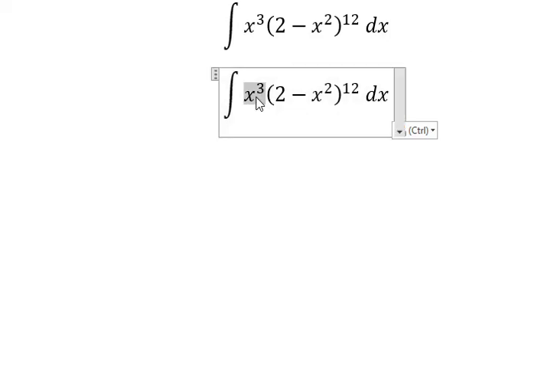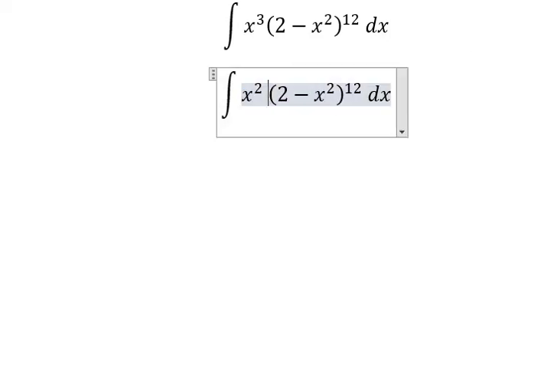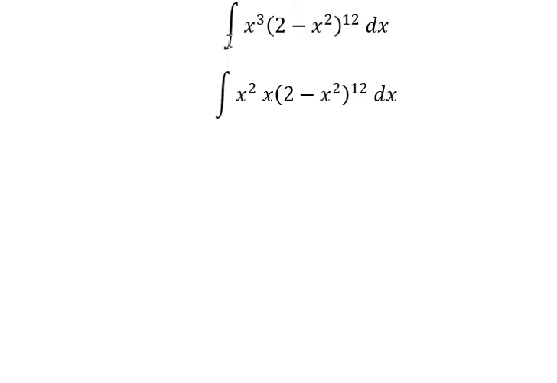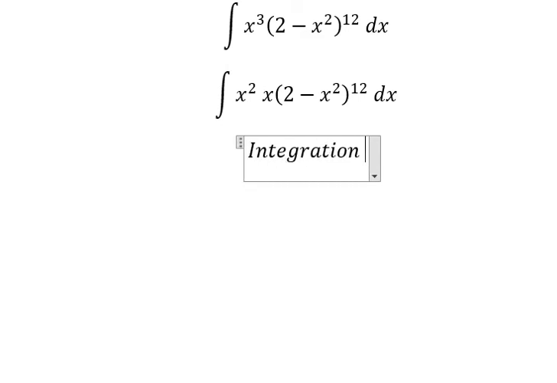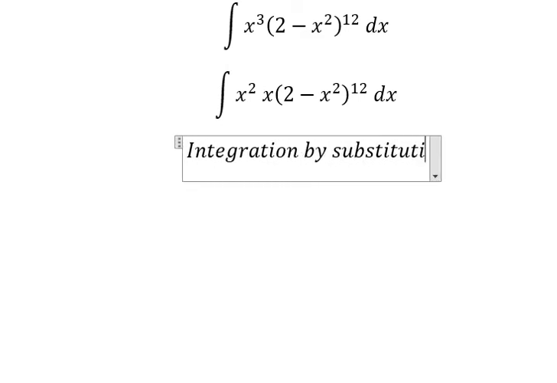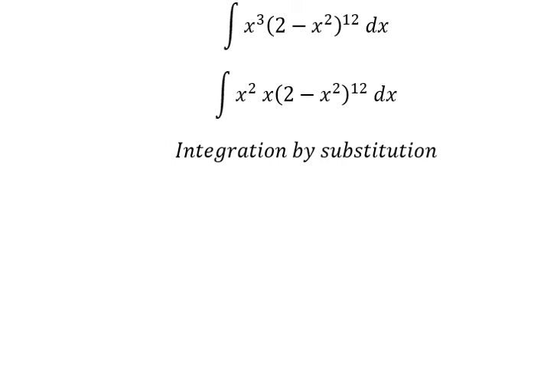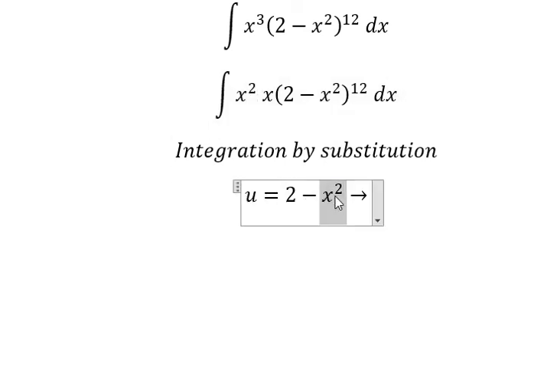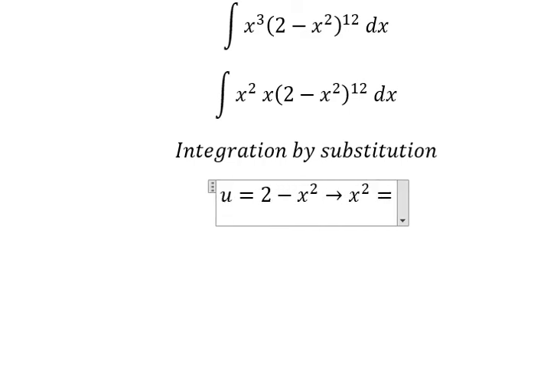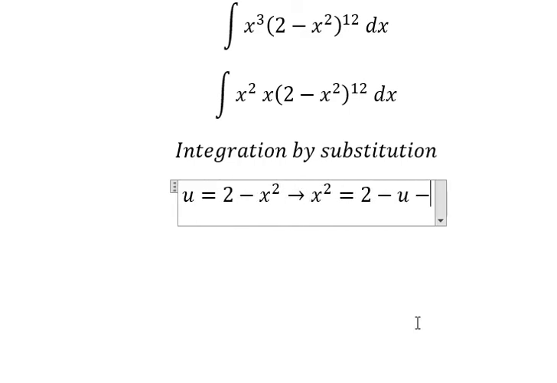About this one, I can put it into s squared multiplied by s. Next, we need to use integration by substitution. So I will put u equal to 2 minus s squared. Because we still have s squared in here, I will put this one to the left, u will go to the right, and we have s squared equals 2 minus u.